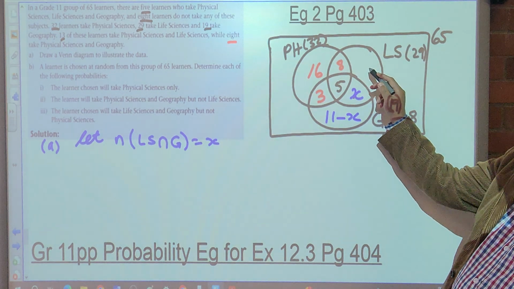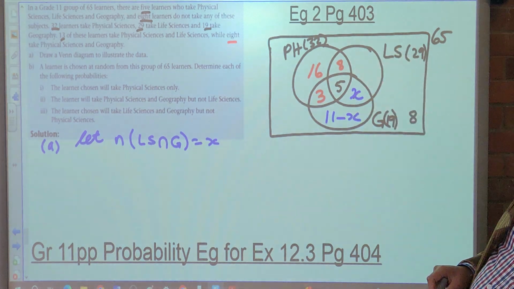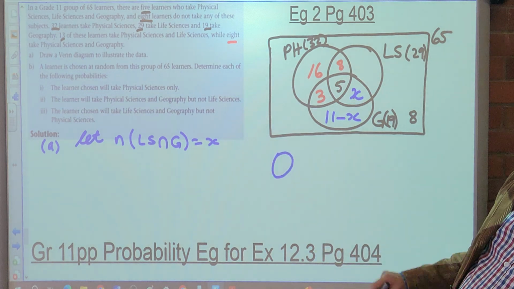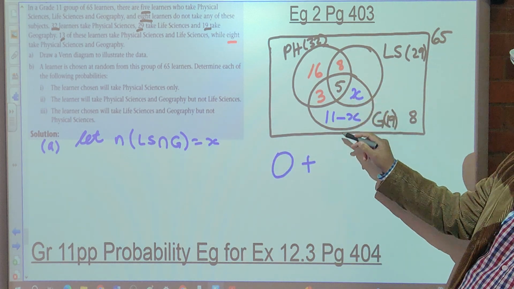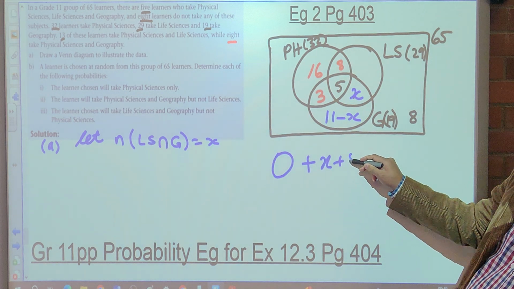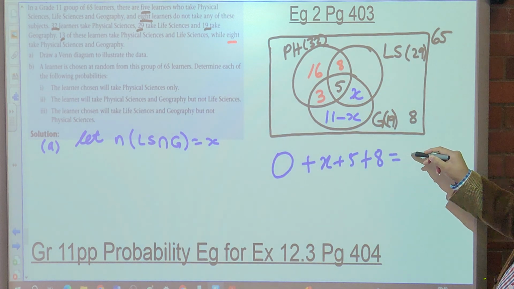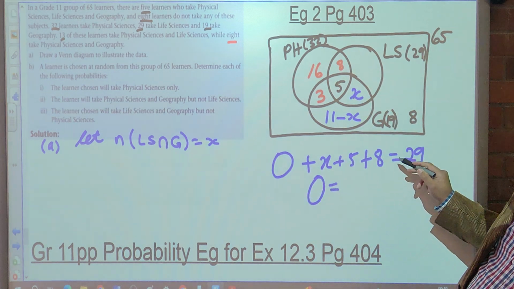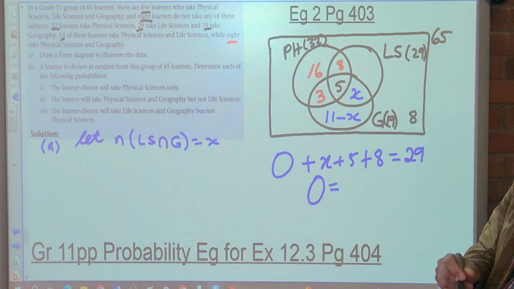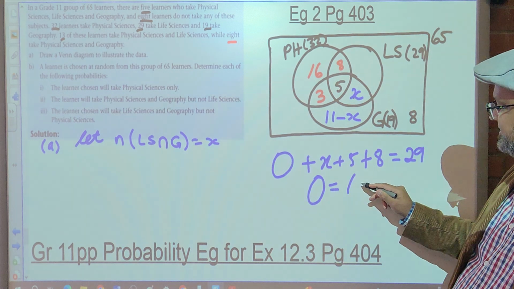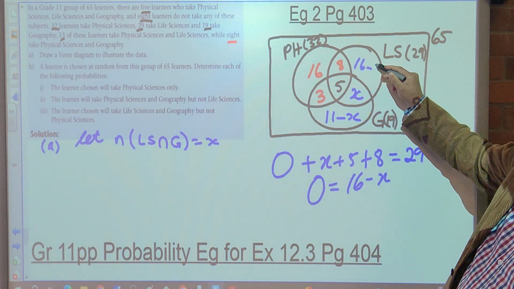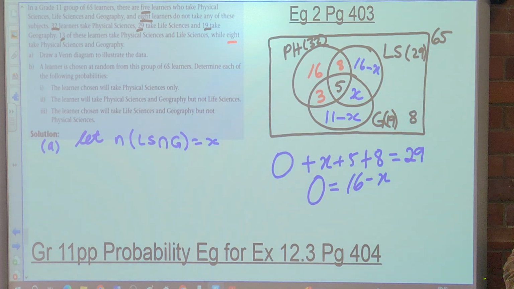Okay. People, this missing space there, let's call that whatever. Plus x plus 5 plus 8 is equal to what? 29. So that empty space is equal to 29 minus 8 is 21. Minus 5 is 16. No? Minus x. Can you see that, people?